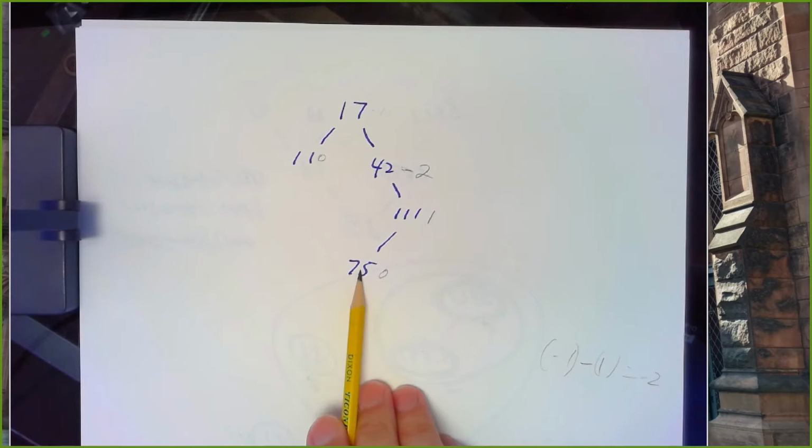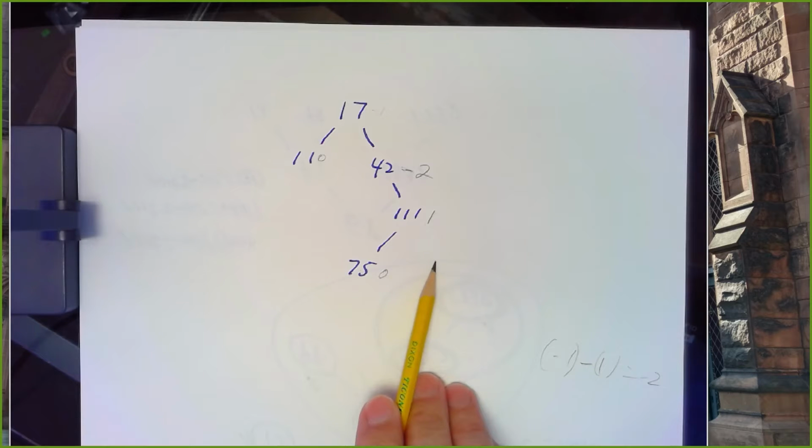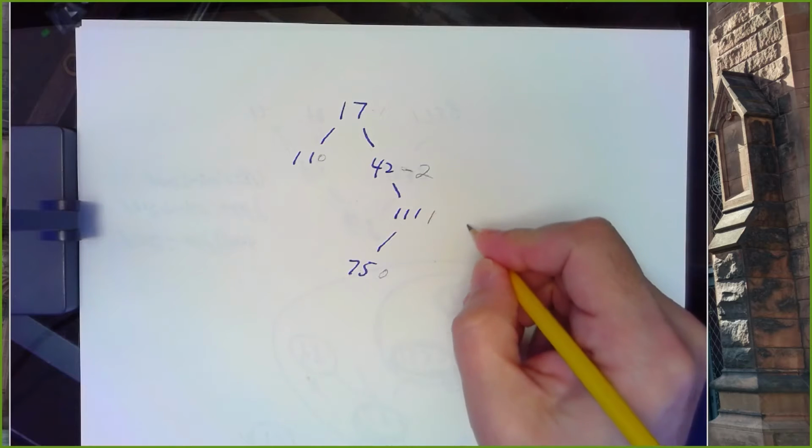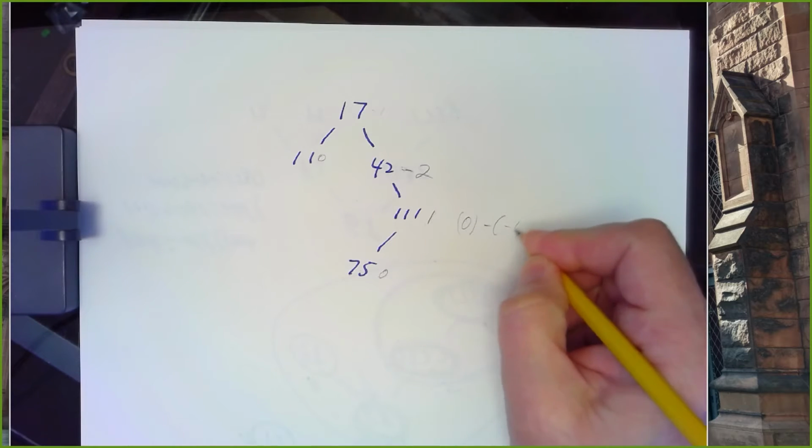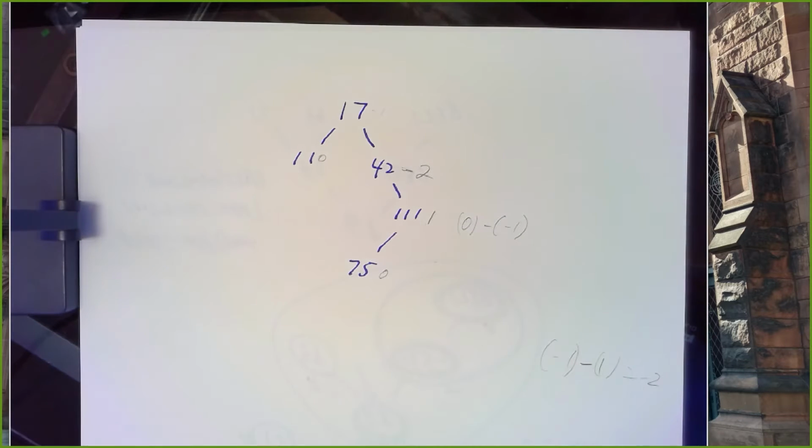The left subtree has a height of 0. The right has a height of -1. 0 minus -1 is 1. That's how the 111 gets a height of 1, or a balance factor of 1. Does that make sense? Does that answer your question?